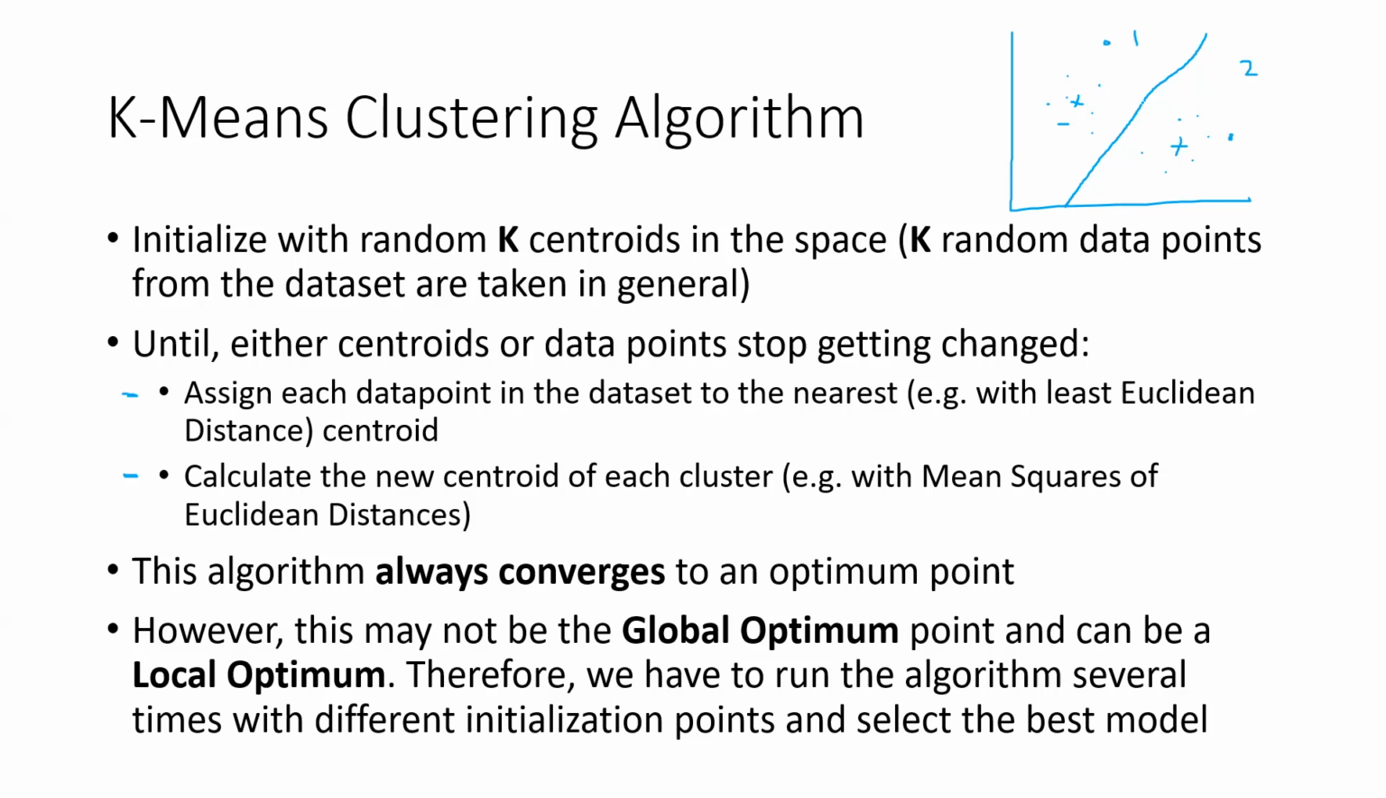This algorithm is also converging. Converging means it is not going to diverge. That means it would not keep running infinitely, and it would converge to a certain solution, to an optimum point. But this optimum point may not be the global optimum, right? It may be a local optimum point.